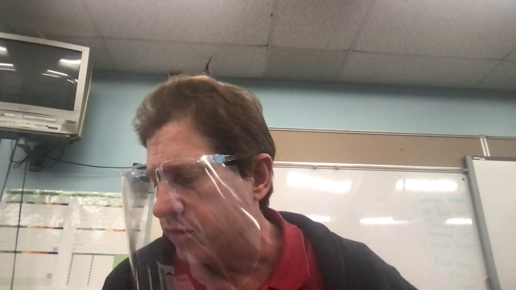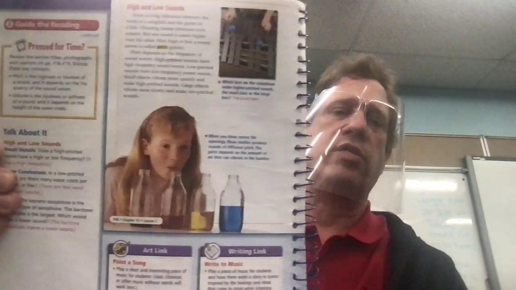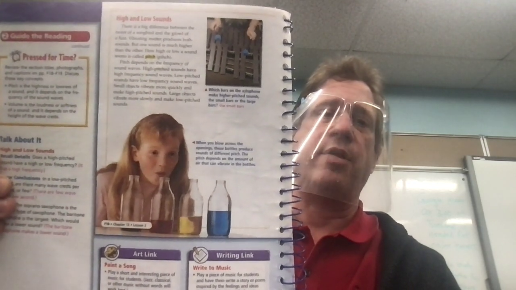Small objects vibrate more quickly and make higher-pitched sounds. Large objects vibrate more slowly and make low-pitched sounds. So for that, we have the girl showing you different bottles she's blowing into, and a jackhammer.